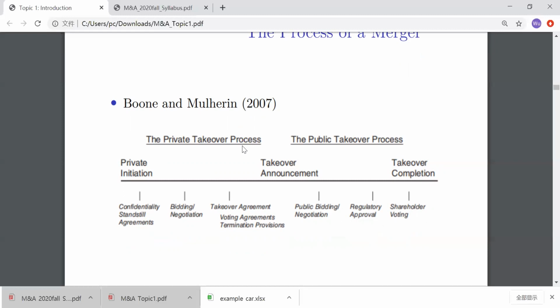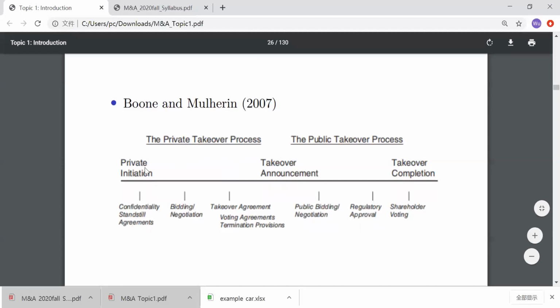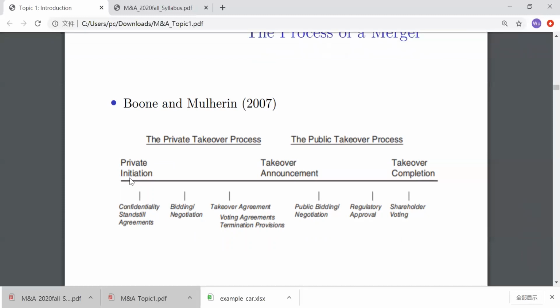Typically in the private takeover process, two companies will be negotiating, or maybe that process might also involve other companies. And then after the final bidder and the target have agreed on the merger terms, they will jointly announce the takeover, announce the merger. After the public announcement, we have the public takeover process. In the private process, the process will be started by private initiation. It's called private initiation because in many cases it's not publicly announced.